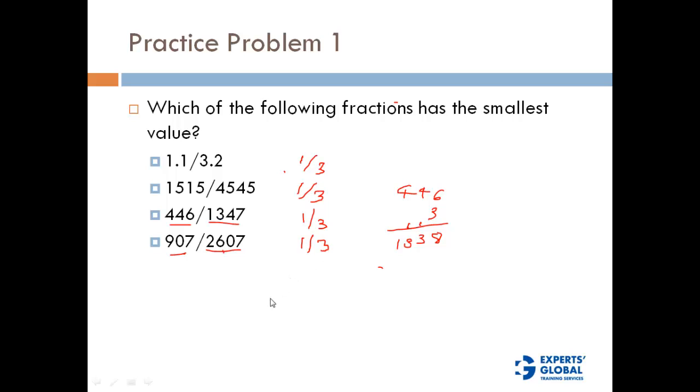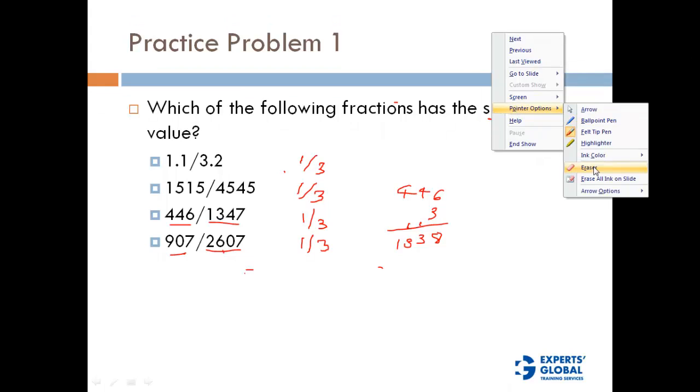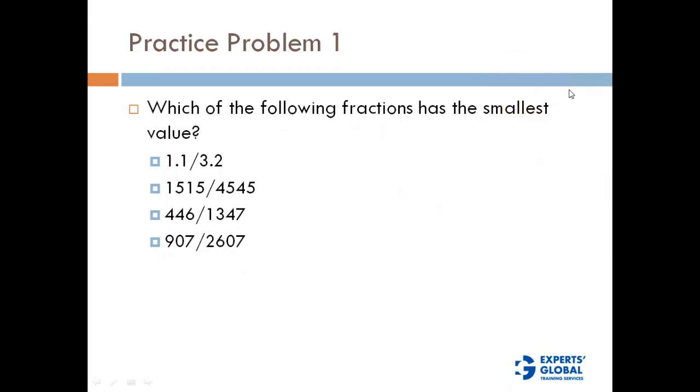So the trick here is that we just have to figure out which of them are greater than 1 by 3 and which of them are smaller. Because we are interested in finding the smallest value, we'll look at the fraction that has the smallest value. So let's see whether all these fractions are smaller than 1 by 3. The ones that are greater than 1 by 3 we will eliminate right away.